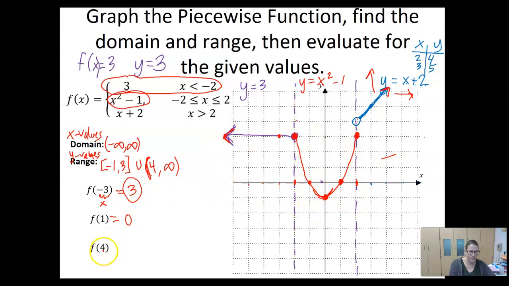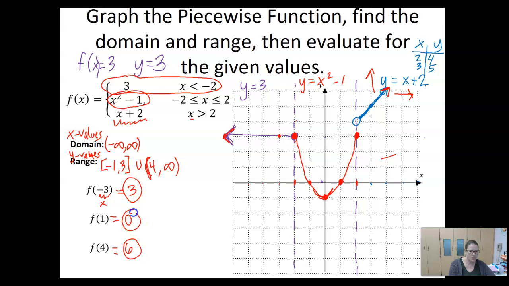F of 4, when x is 4, that means x is greater than 2, because 4 is greater than 2. So on that one, I would use this function, x plus 2. So f evaluated at 4, the function evaluated at 4 would be 4 plus 2, which is 6.